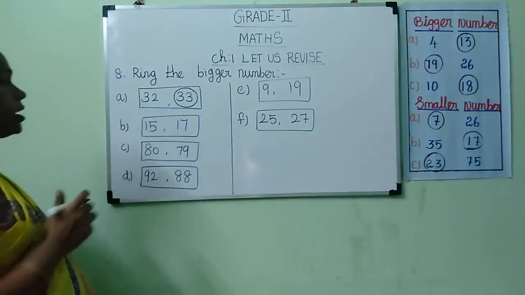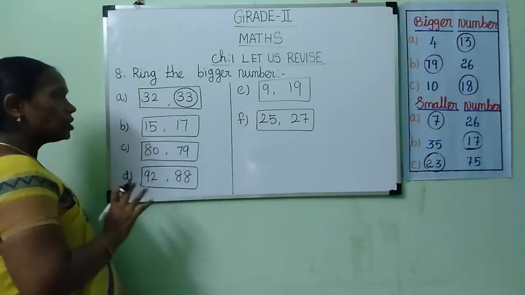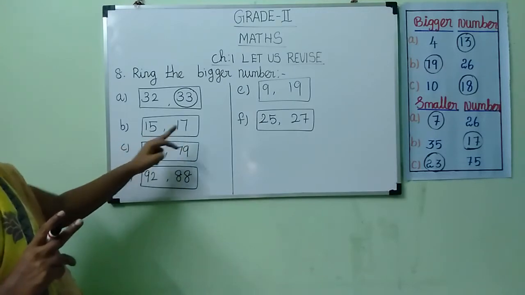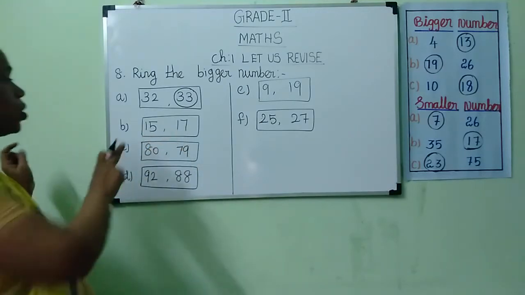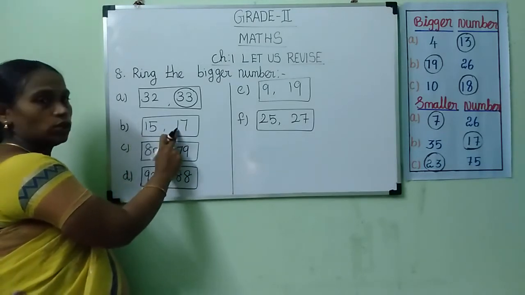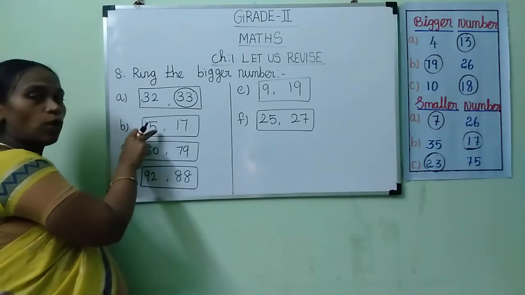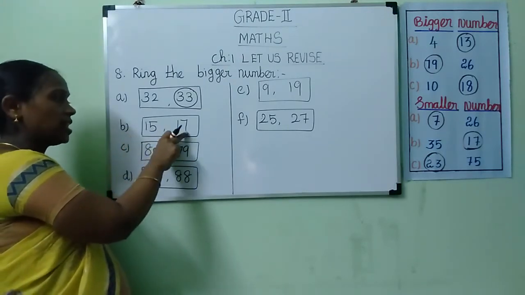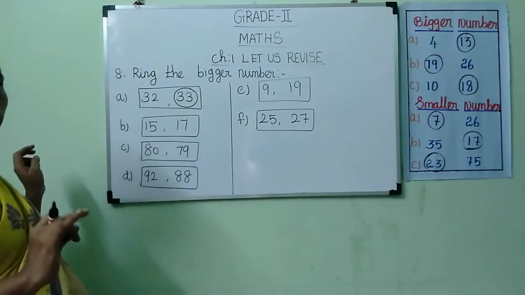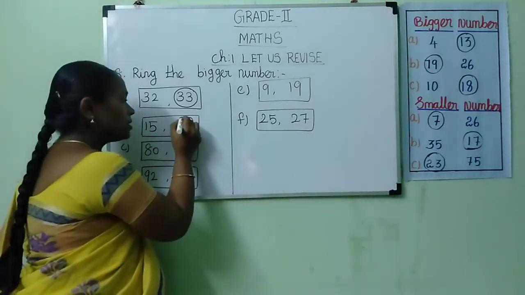The next one, 15 and 17. Here also we have 2 digit numbers, 15 and 17. We'll see the tens place, 1, 1. So both numbers have 1, 1. So how to find out this? Yes. See the ones place, 5 and 7. So which number is a bigger number? 5 or 7? Yes, 7 is a bigger number. So you should put the circle on 17.